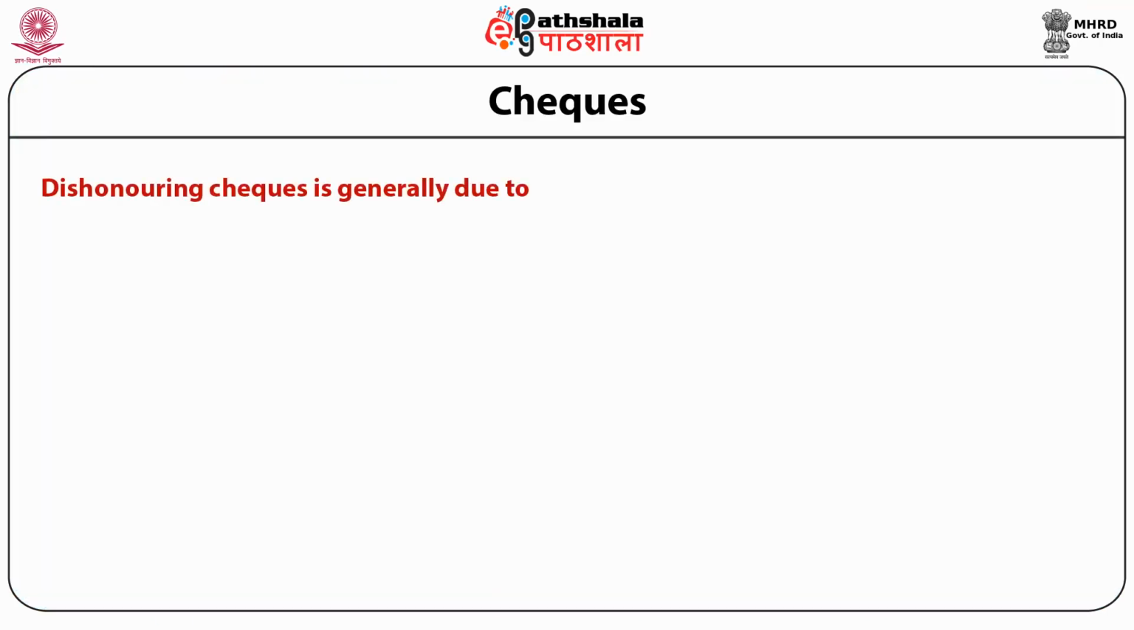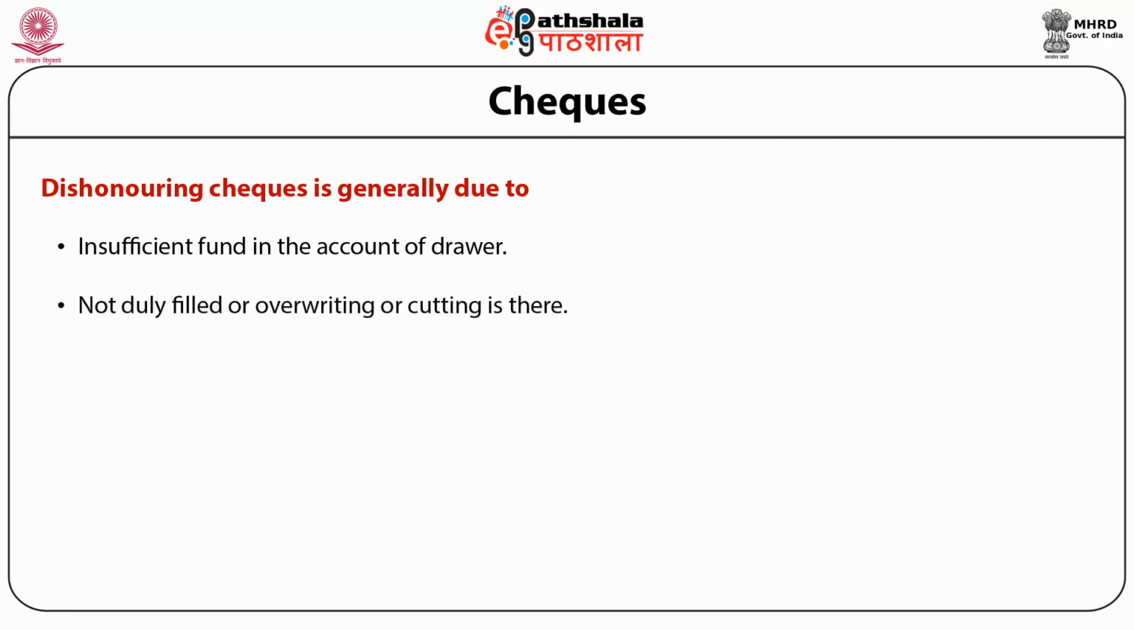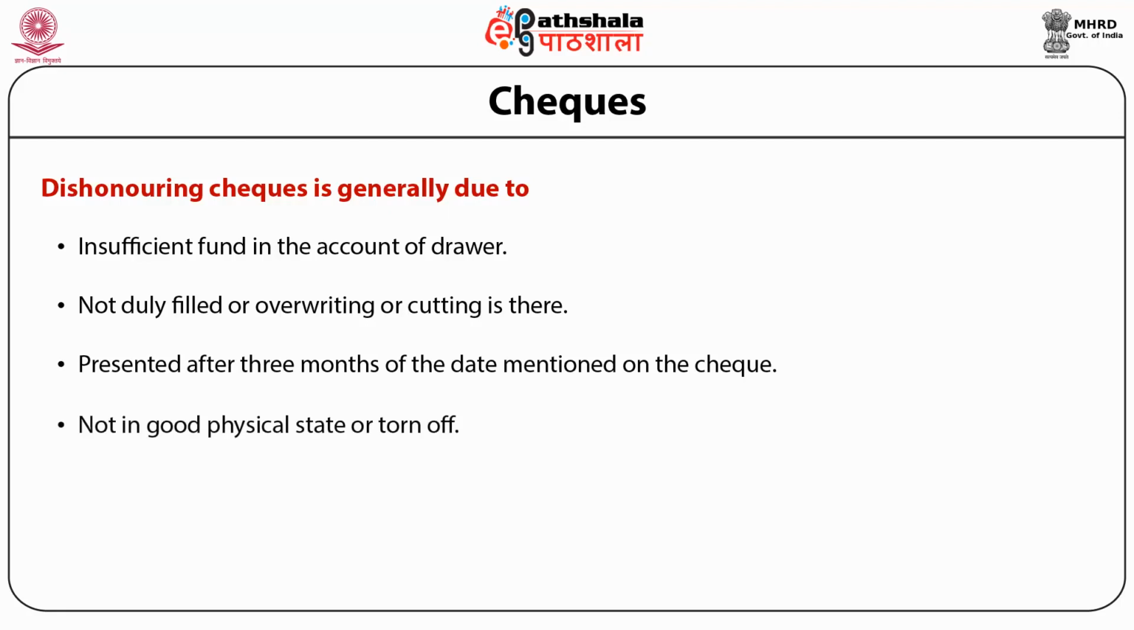Dishonoring of checks is generally due to: 1. Insufficient fund in the account of the drawer. 2. Not duly filled, or overwriting or cutting is there. 3. It is presented after 3 months of the date mentioned on the check. And 4. Not in a good physical state or torn off. And there is another reason of not maintaining the due balance of amount in the account of the drawer.